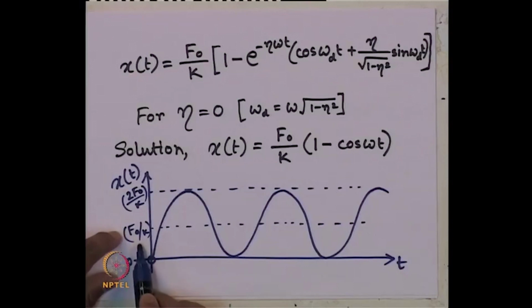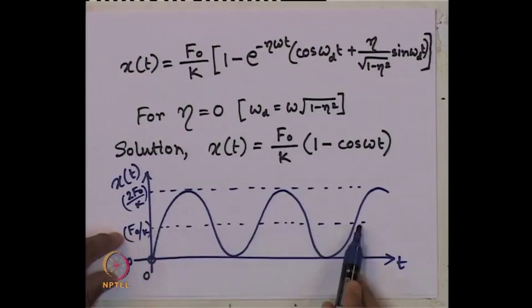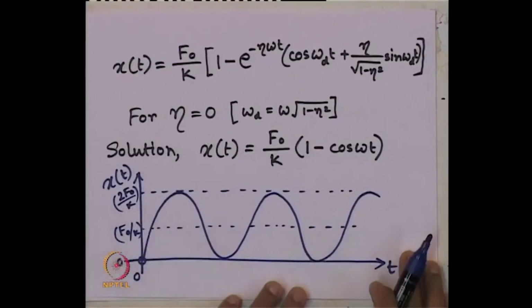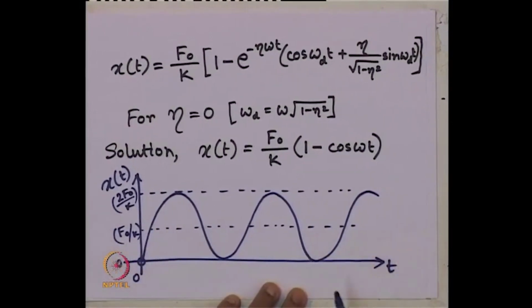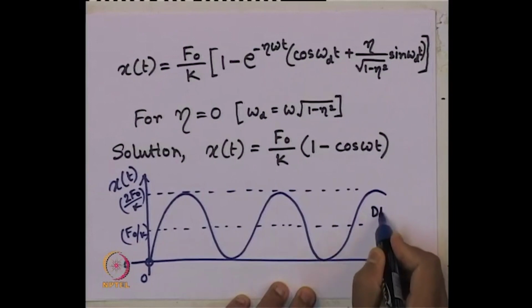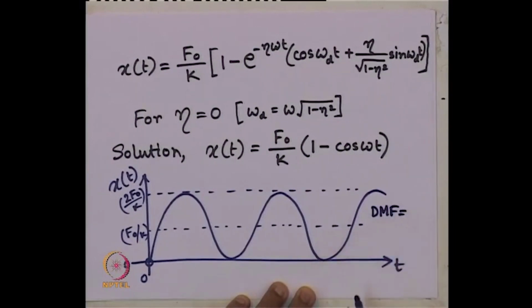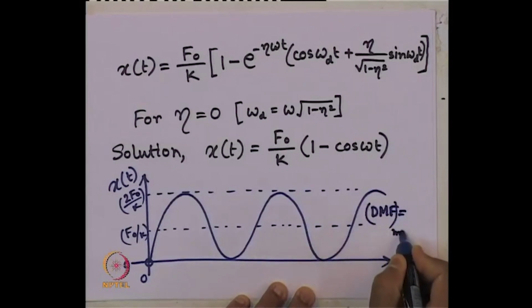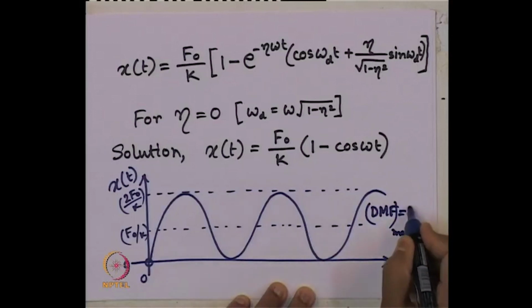And what is our f naught by k? It is nothing but the static displacement. So, f naught by k is the static displacement, and at maximum it can reach up to 2 f naught by k. So, what can we say the DMF is for this case? The maximum value of the dynamic magnification factor for this case is 2.